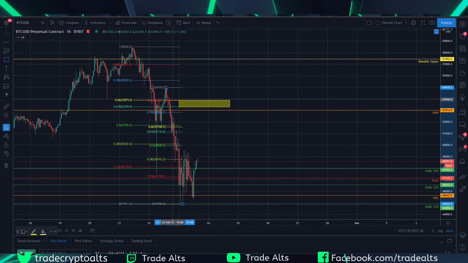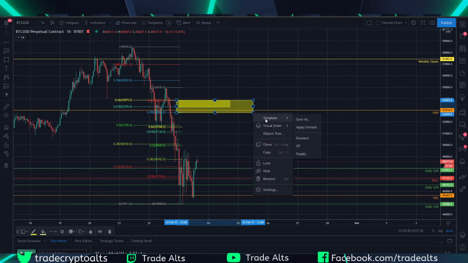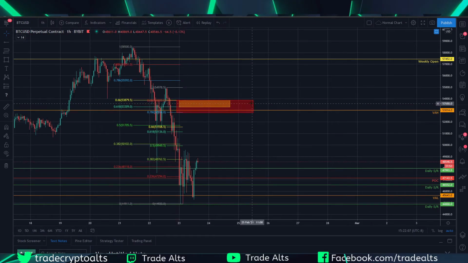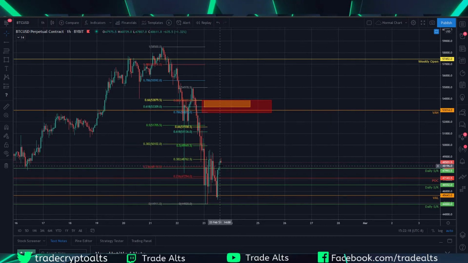So if I were to draw a box, for me, this red box is likely to be pretty big resistance if we do manage to get price up here. If price comes up here and gets rejected, you're in danger of making another lower high too. So this is also a really critical level to pay attention to if price does manage to get up there. This is on a local time frame, like hourly, a small time frame.